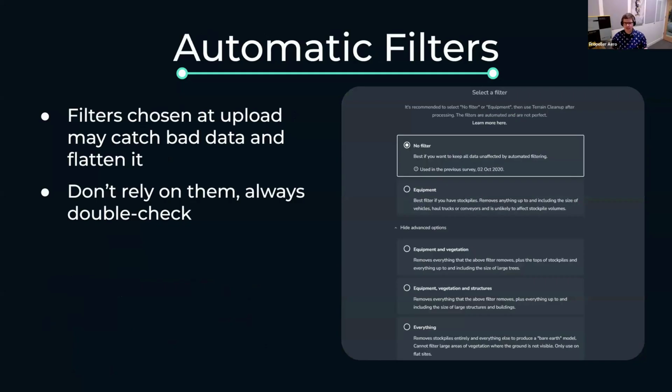Second, we have our automatic filters. And if you've uploaded data sets, these look pretty familiar to you. These are filters that are chosen at upload, and based on how aggressive a filter you choose, they try to remove features that don't correspond with the area around it. So cars, pickups, vehicles, trees, stuff like that. This is an automatic process, and we name them based on what they normally remove from the model. Equipment and vegetation and structures, and everything, which does exactly what it says, just flattens the entire site down to nothing. These work sometimes, but always double check your data. Don't rely on them blindly if you can help it.